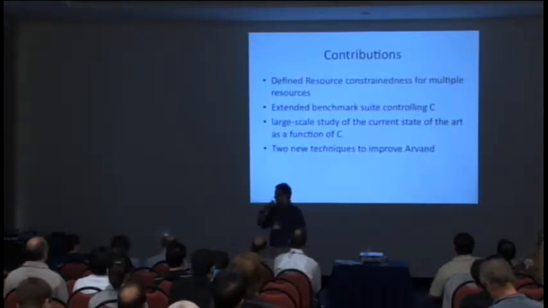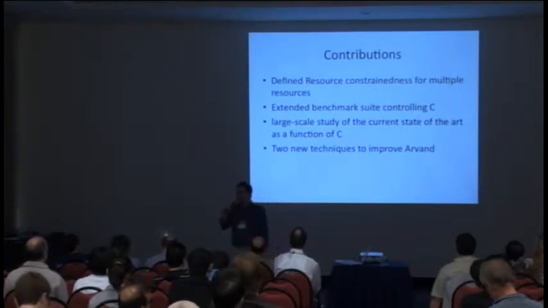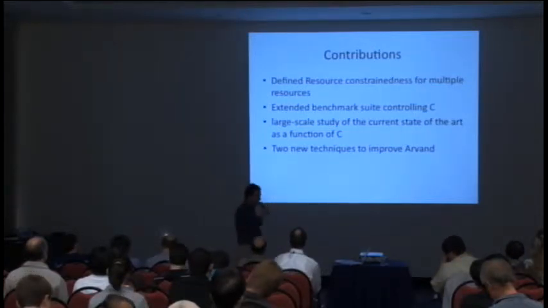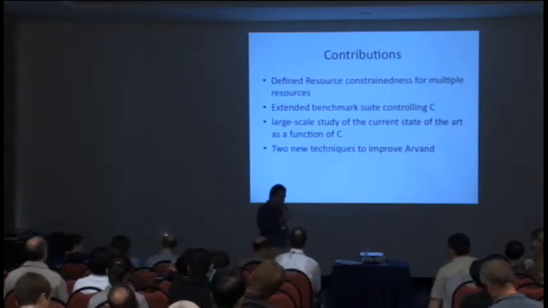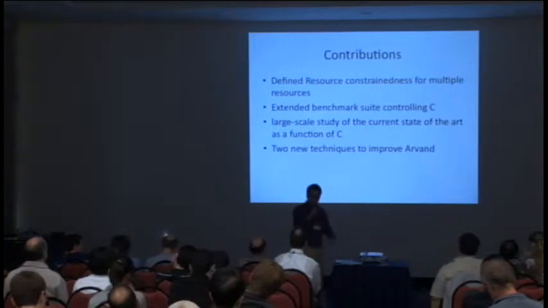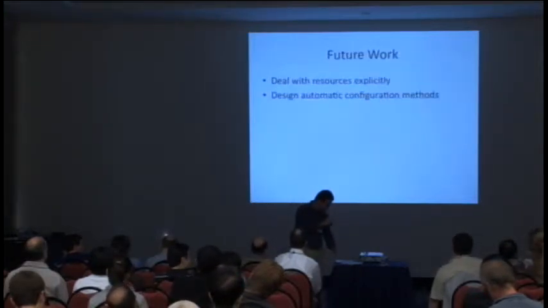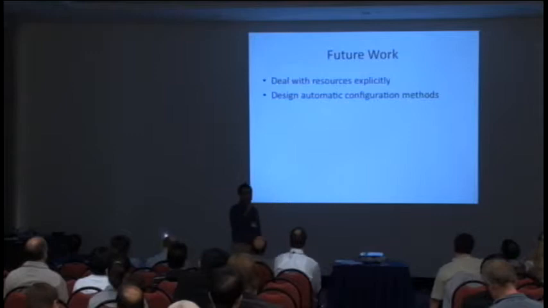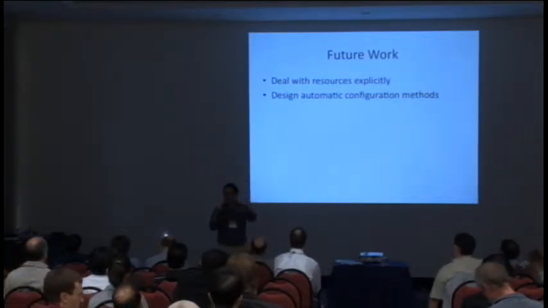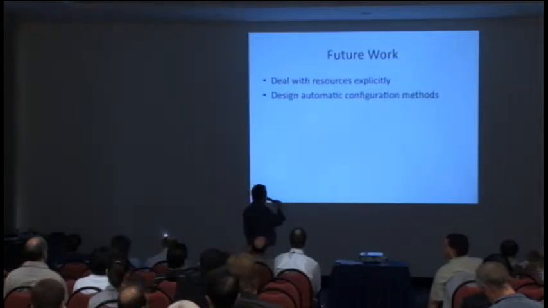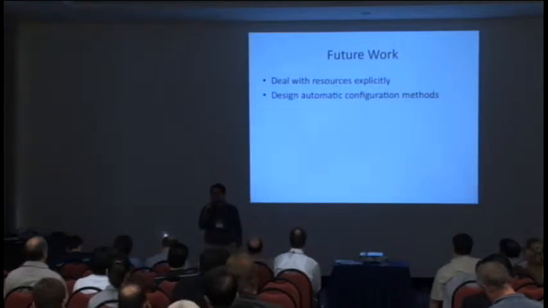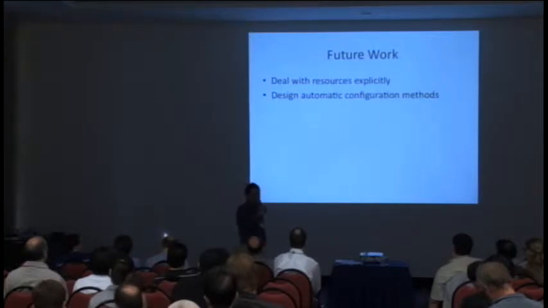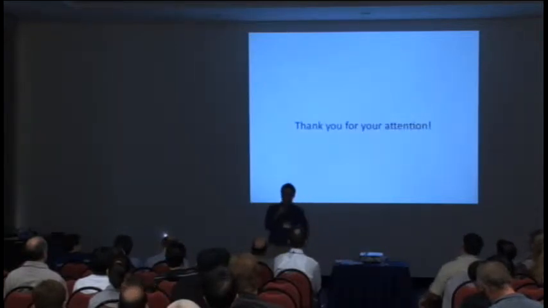So in conclusion, we created this framework where you have at least 3 benchmarks to control the C-value. We generalized the notion of C-value, and we introduced 2 new techniques to tackle these hard problems. As future work, one possible way is to consider resource consumption explicitly in designing the search algorithm you have. And another option is, of course, to come up with automatic configuration techniques to adjust parameters like pool size or to decide which improvement should be used for different problems. So this is the talk.